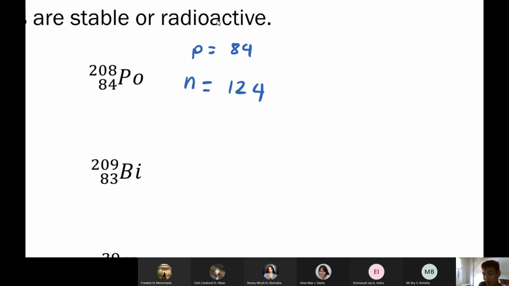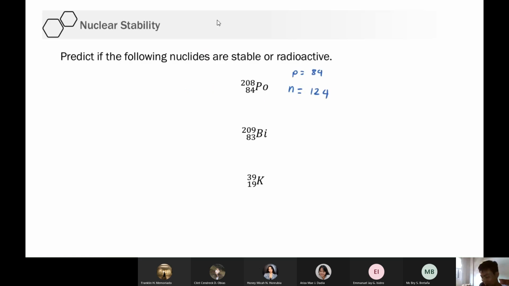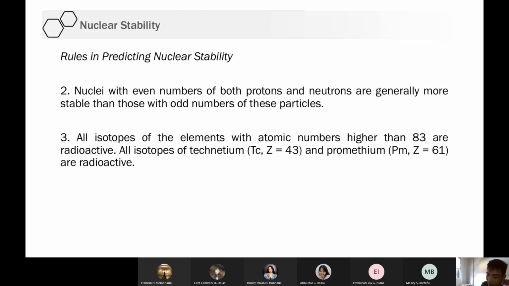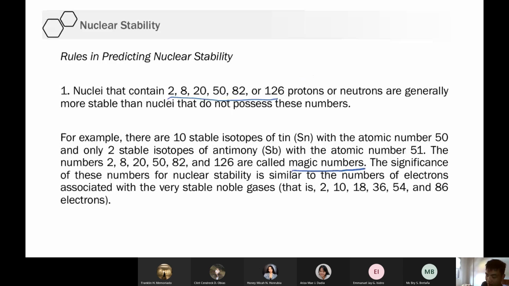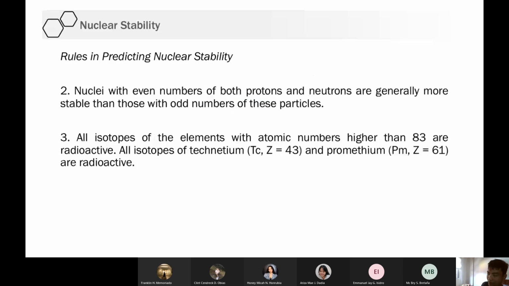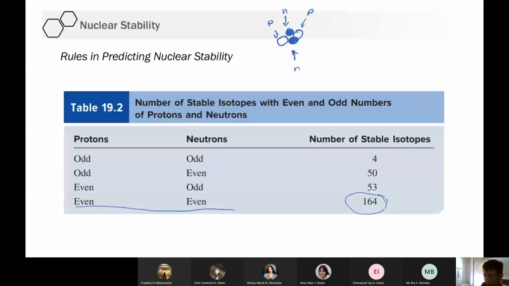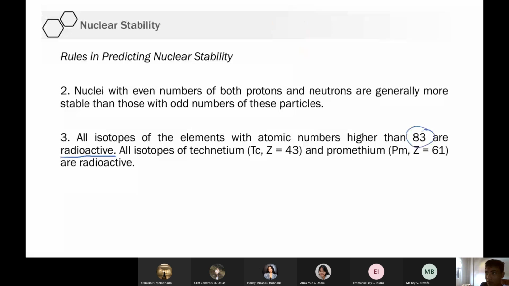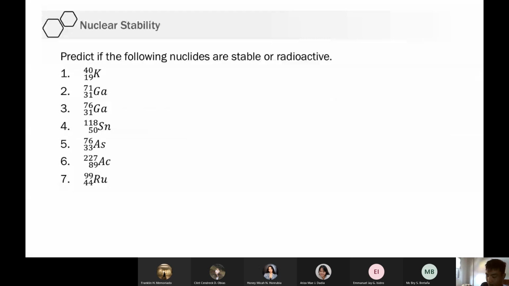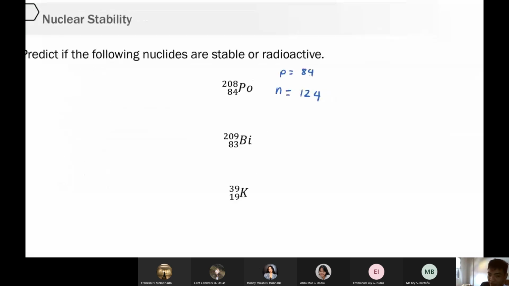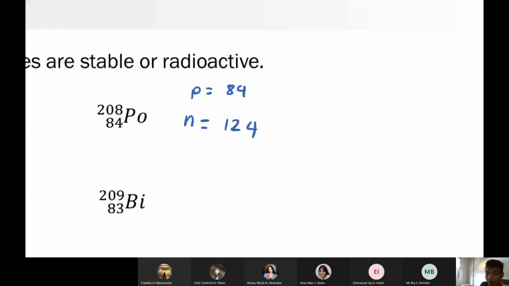Okay. So, dito may tunggalian dito, ha? Paki-take note yung mga sinasabi ko. Okay. So, yes, ideally, kapag even sila parehas, stable sila. However, sinabi din natin, kapag greater than 83, unstable na talaga sila or radioactive. So, sino susundin natin doon? Yung even-even or yung greater than 83 ay unstable? Ang sagot natin doon ay yung greater than 83. Yun yung susundan natin. Okay?